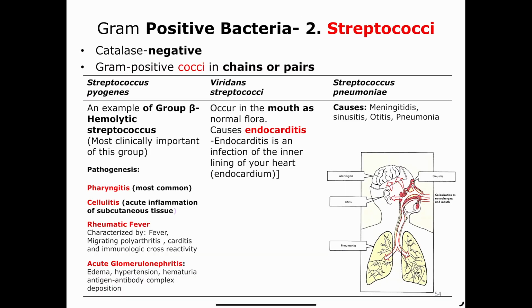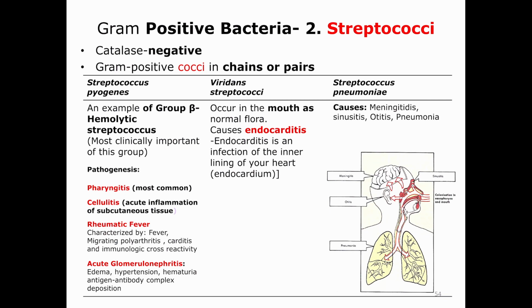Now when we look at the gram-positive bacteria, we are going to look at Streptococci. We've now seen Staphylococci, so let's look at Streptococci. So we may have catalase negative. I've explained the catalase and other things already. So we may have gram-positive cocci in chains or in pairs, and as we've seen, these are called Streptococci. We are going to look at them under three main headings. We have the Streptococcus pyogenes, the Streptococcus viridans, then the Streptococcus pneumoniae.